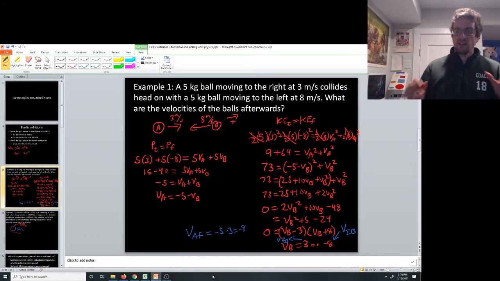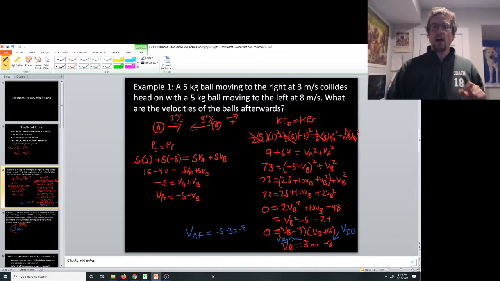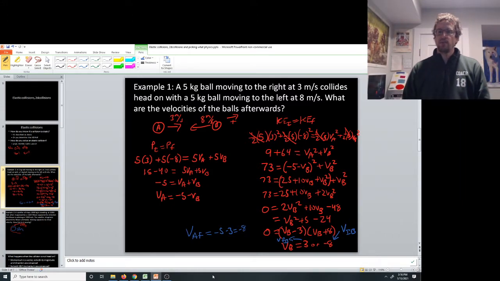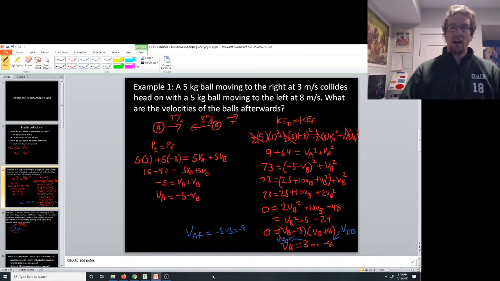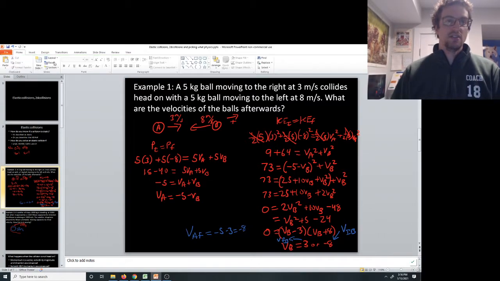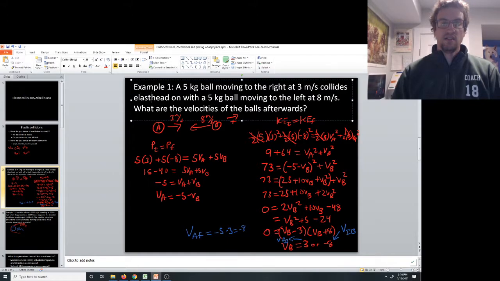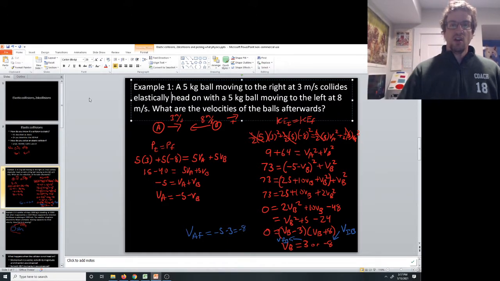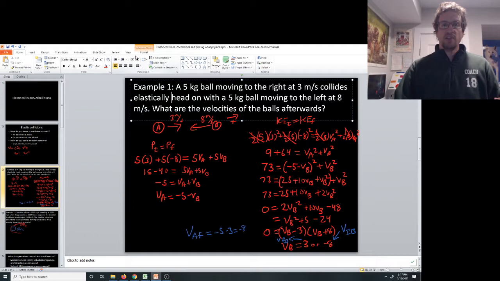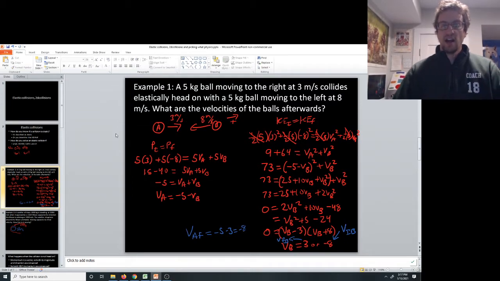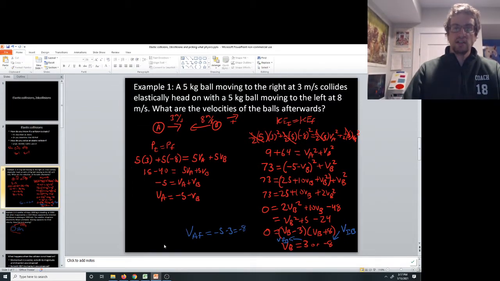Now, the second thing interesting about this is anytime you have two objects that experience an elastic collision. I didn't even say this was elastic. It collides elastically. Anytime you have two objects that have the same mass that collide head-on, that guarantees that they will swap velocities, every time. Don't have to do the math.